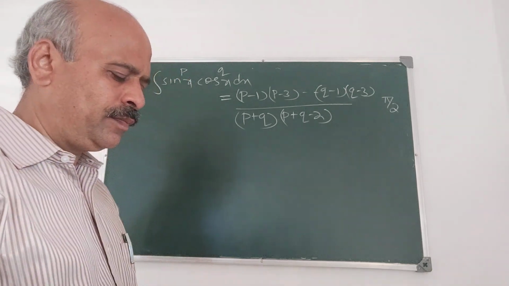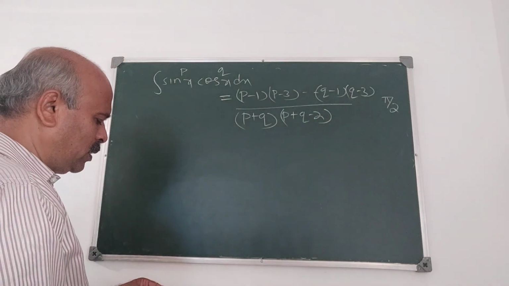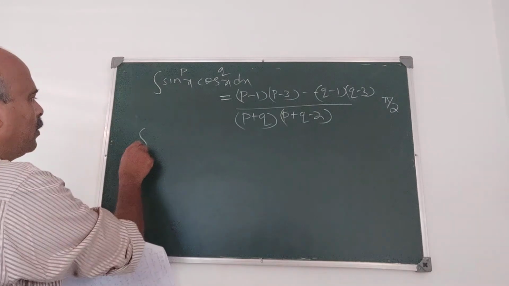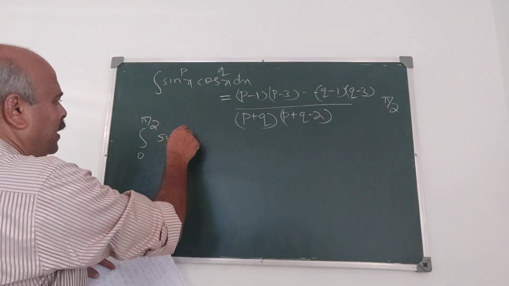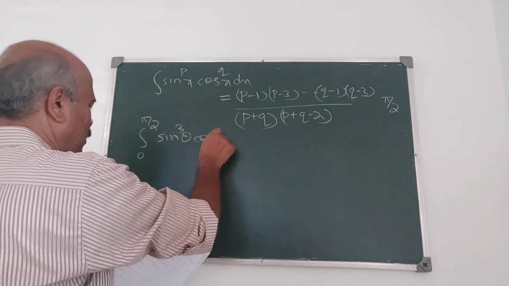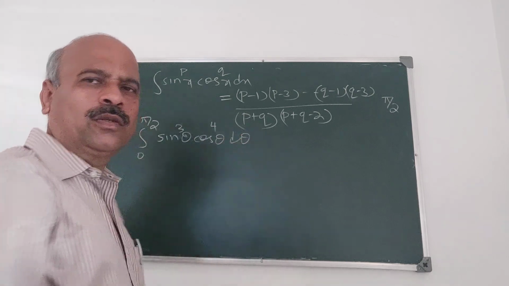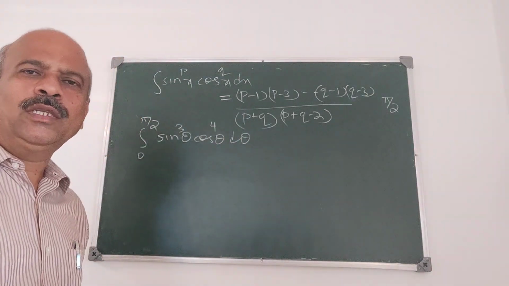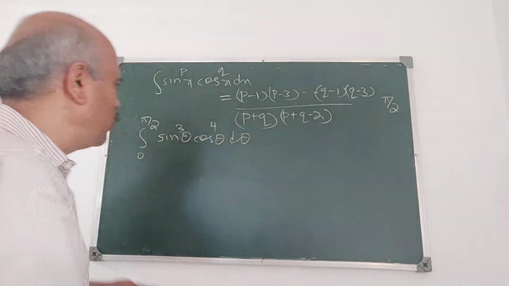Example: I think you have taken these one, two problems. Now I take this problem. Evaluate the integral from 0 to pi by 2 of sin theta raised to 3 cos theta raised to 4 with respect to theta.